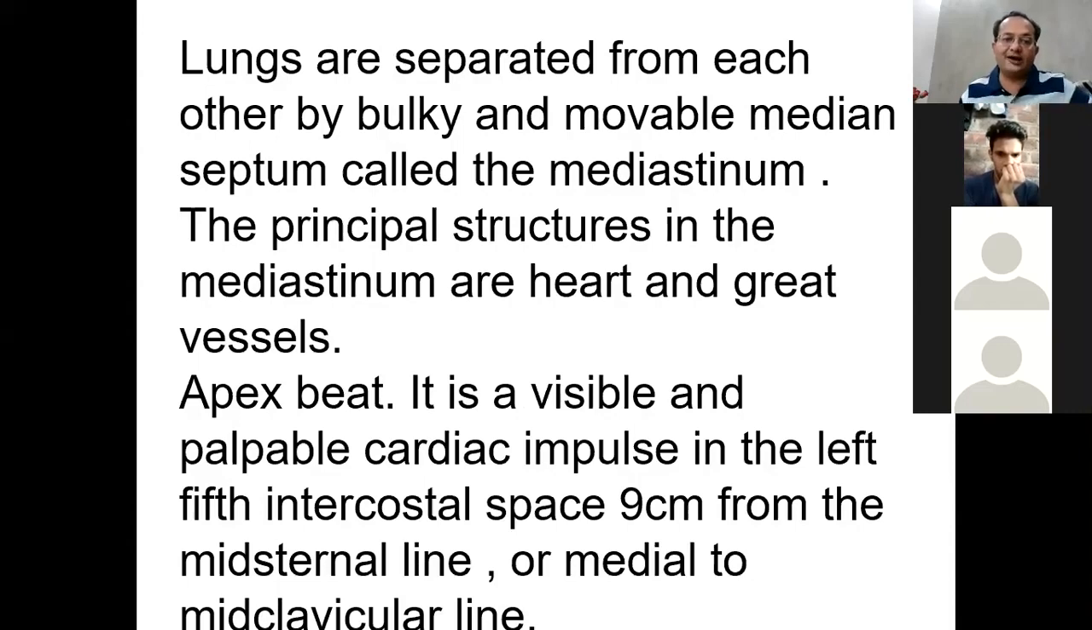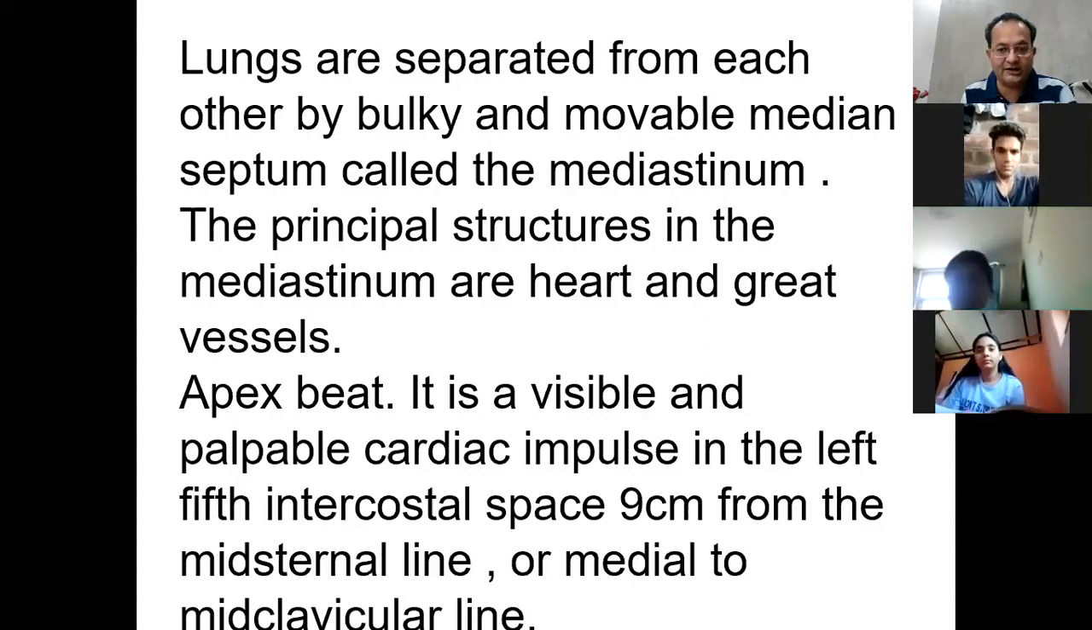Apex beat, children, it is a visible and palpable cardiac impulse in the left fifth intercostal space, 9 centimeters from the mid-sternal line or just medial to the mid-clavicular line. It is a visible and also palpable cardiac impulse, called the apex beat of the heart.